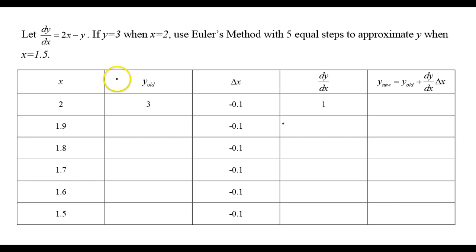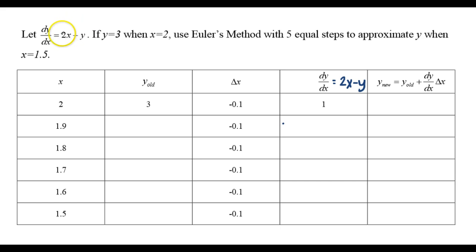So we have to know what is in this initial row. It's always the same: x and y old, delta x, our step size, dy dx, so I'm going to fill in my specific dy dx, and that is 2x minus y, and then my y new equals y old plus my slope times my change in x. So we need to start out by filling out this initial row. And I would also advise putting in the actual formula for dy dx, so 2x minus y.